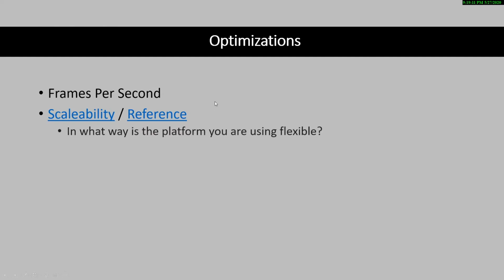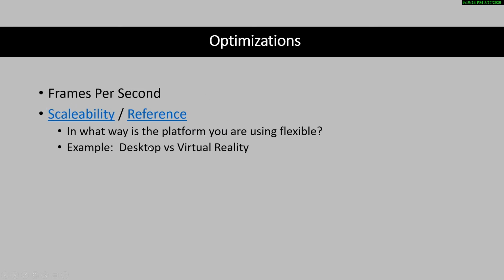So up to this point, and we'll flip over to Unreal in a second before we sign off, pretty much frames per second. Let's quickly turn that on. I'm also going to show the scalability inside of Unreal, as well as when I provide this PowerPoint, these links will be in there to the scalability reference links inside of Unreal. The thing to ask yourself constantly is, in what way is the platform you're using flexible in terms of scalability?